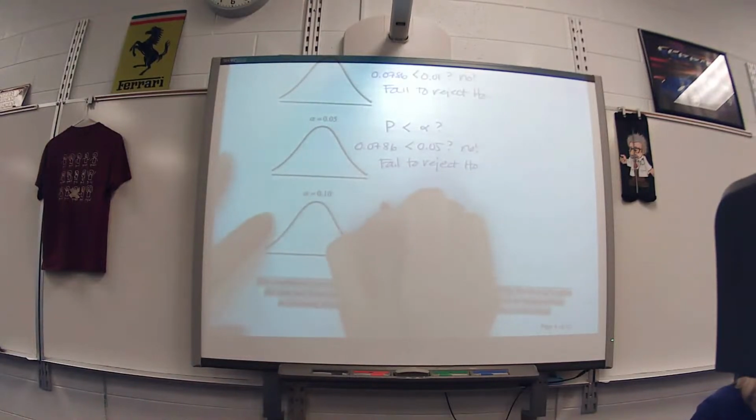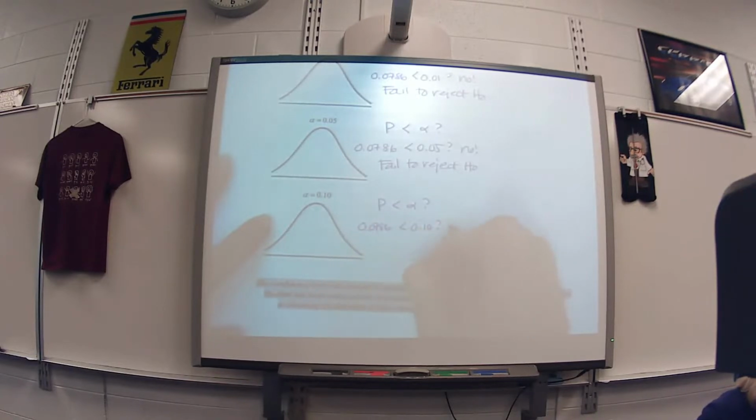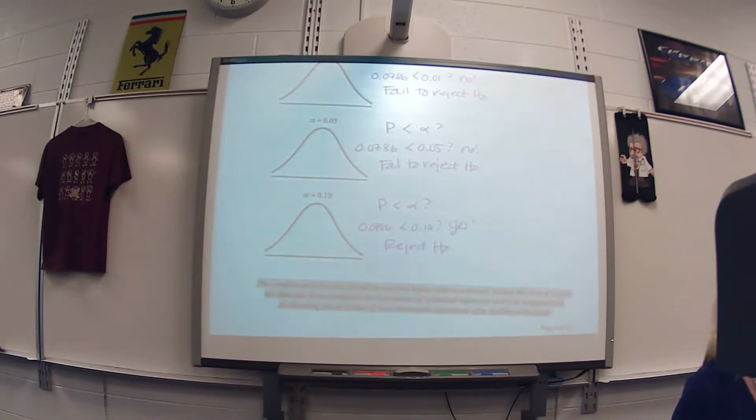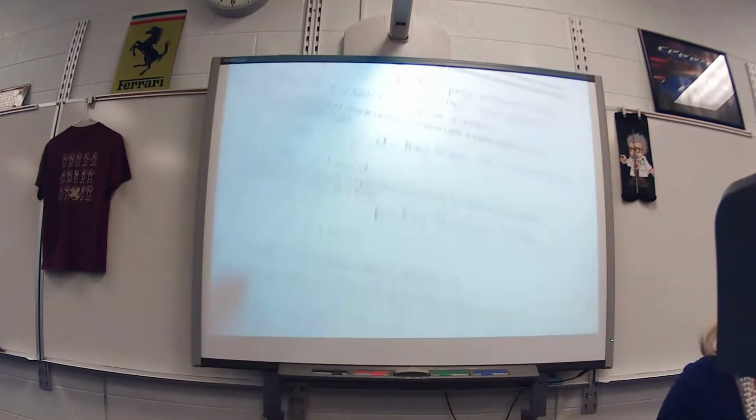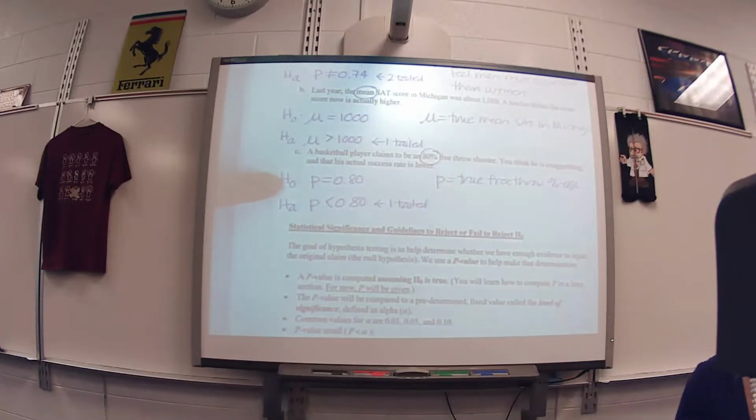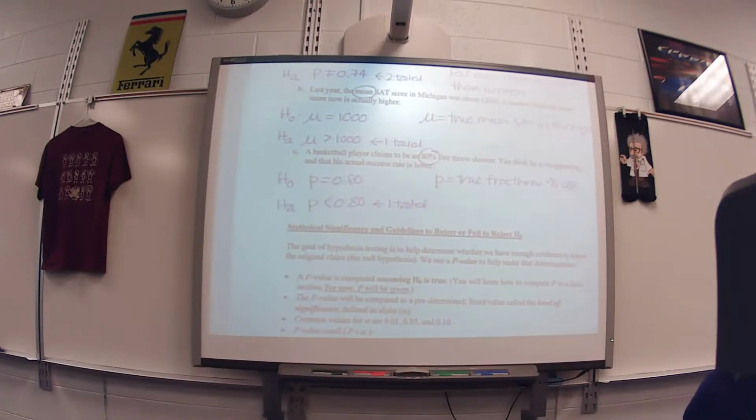If you were doing this problem and you said, is P smaller than alpha? Is 8% smaller than 10%? Yes. Now we would reject the null hypothesis. So now what we would do, and I'm just going to flip back for a second, you would be rejecting his claim of 80%, and we would be saying we now have evidence to support the fact that your true percentage is actually smaller than 80%.